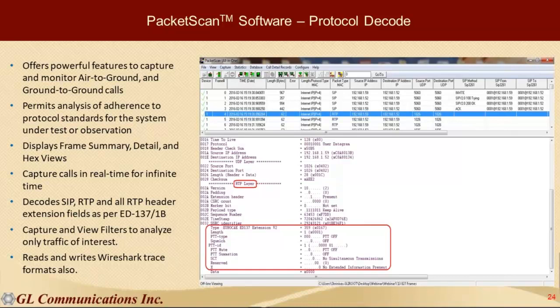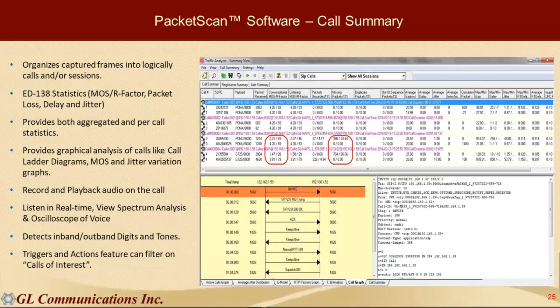In the next slide, this is the packet scan call summary view. Here we are displaying all the calls in the network along with the complete call detail records. It provides ED-138 defined voice quality statistics such as MOS, latency, jitter, and packet loss. So you can see here each of these is a signaling detail, and the other two sessions are something like a PTT session and SQL session, or the two sides of a call actually.